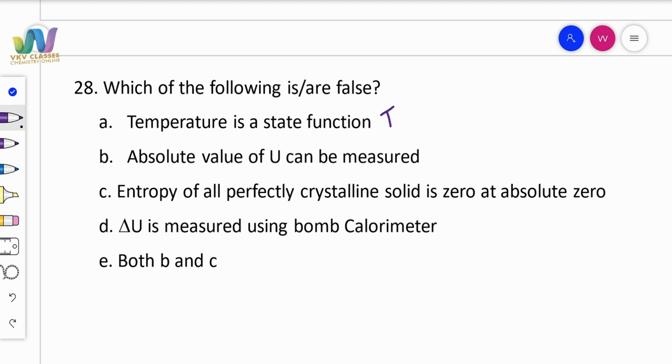Absolute value of U can be measured. You can measure only the delta value of entropy, enthalpy, internal energy, free energy. Absolute value cannot be measured. So this statement is false. Entropy of all perfectly crystalline solids is 0 at absolute 0. This is the third law of thermodynamics, which is a true statement. Delta U is measured using a bomb calorimeter. This also is true. So the false statement is B. Absolute value of internal energy can be measured is a false statement.